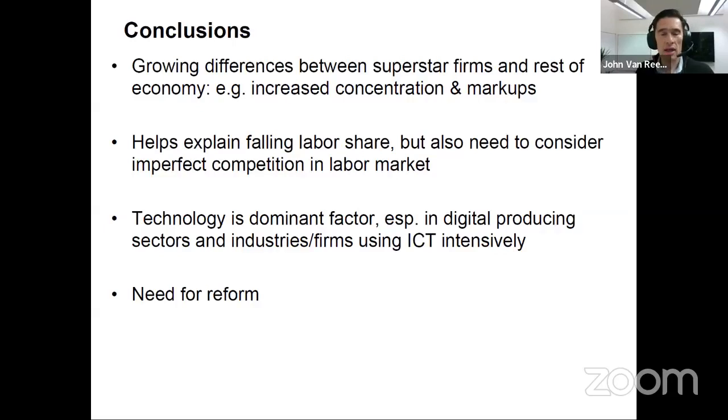Even though I think technology is the underlying force driving this, there are many areas, and I've given you two examples of product market competition policy and labour market institutions, where we need to think about reforming in order to deal with this new winner-take-all kind of world.